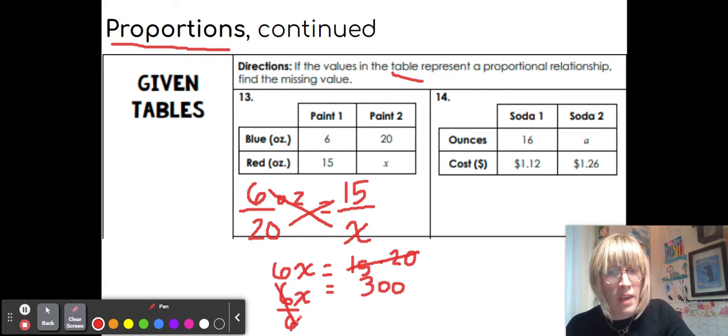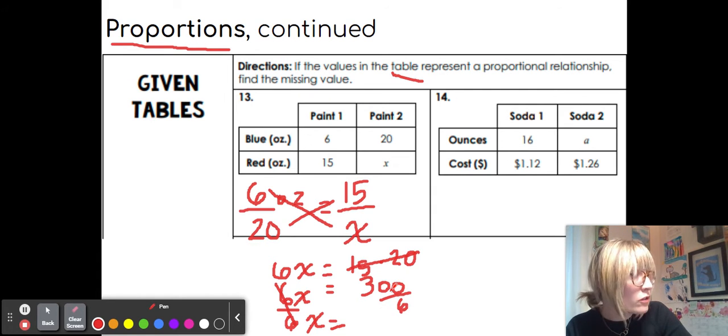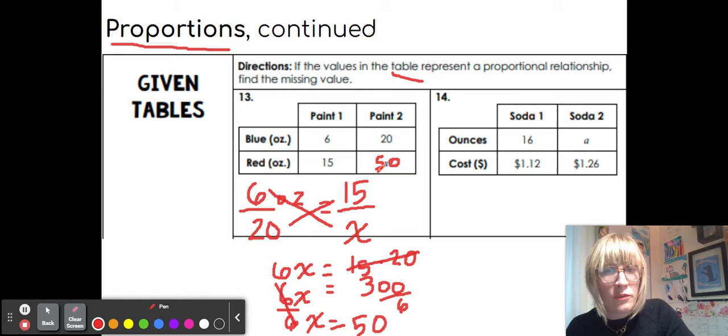If we do that, we essentially end up with 1x. That's legal to do so long as we do the same thing to the other side. So 300 divided by 6 will get us 50. Then we can go back to our original problem and say, x, you're no longer a mystery. You are now called 50. So let's go ahead and check it.